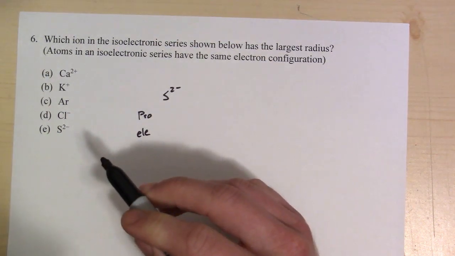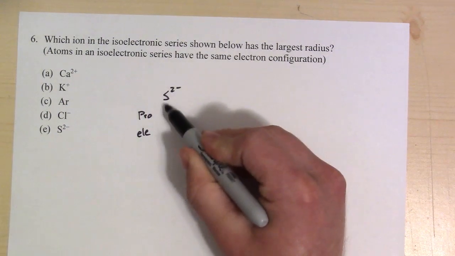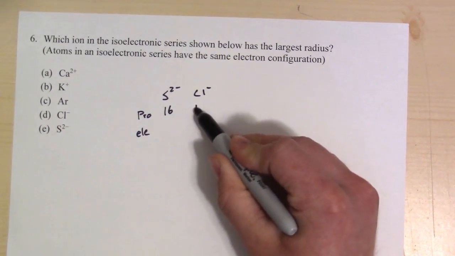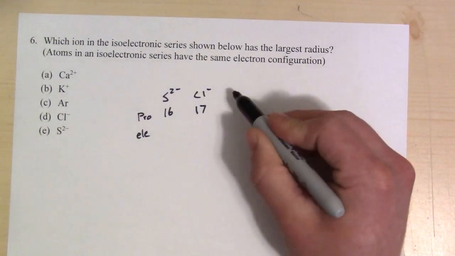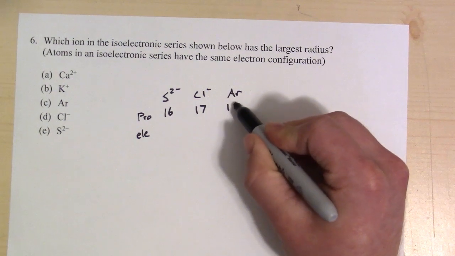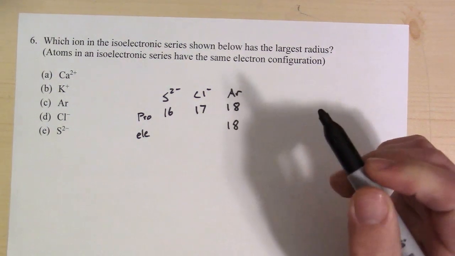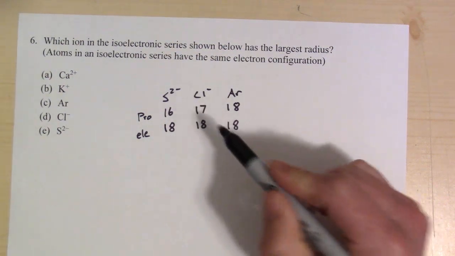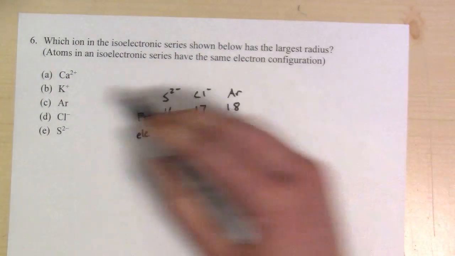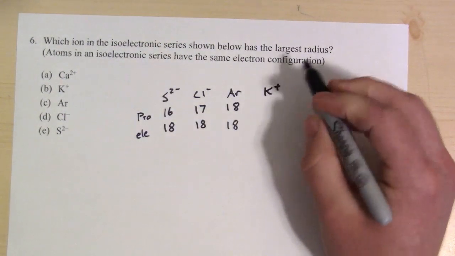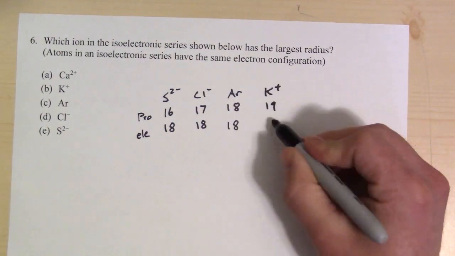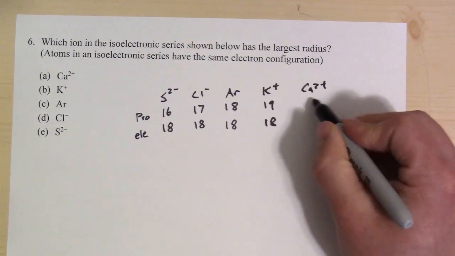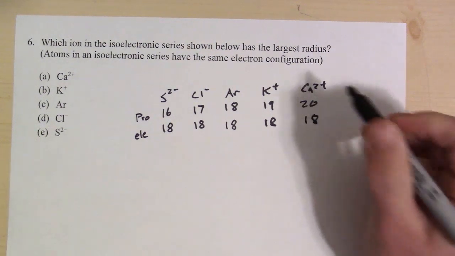They all have the same number of electrons, but sulfur has 16 protons, chlorine has 17 protons, argon is neutral, so it has 18 protons and 18 electrons, so that means the rest of our species here will also have 18 electrons. Potassium has 19 protons, 18 electrons, and calcium 2+ has 20 protons and 18 electrons.